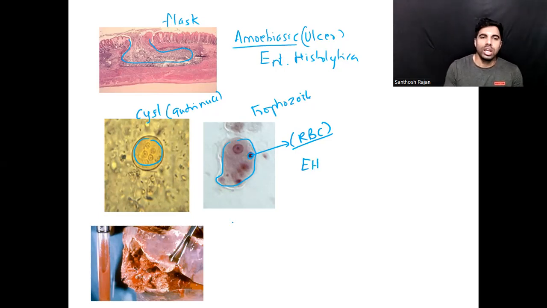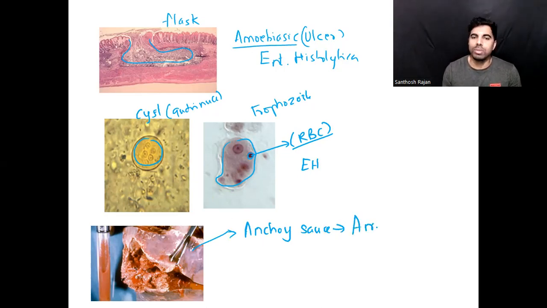Now, look at this one. What is this? It looks like anchovy sauce. Anchovy sauce is very common in which one? It is common in the amoebic liver abscess. You see it in the amoebic liver abscess.